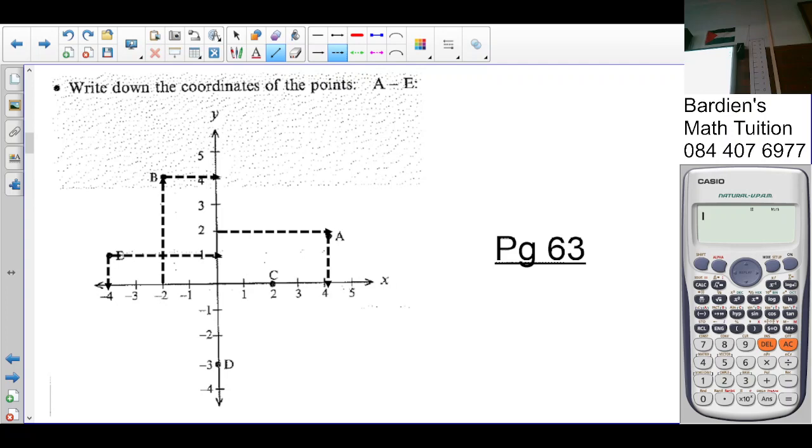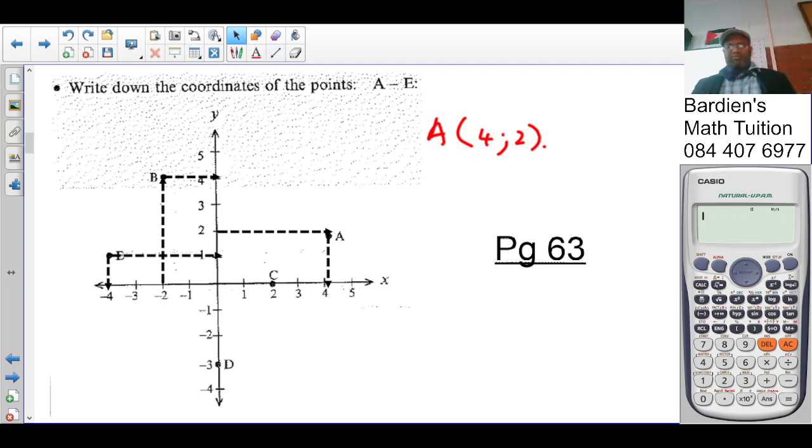Must I do the first one? Yes. A. Then look at A. What's your x value on A? 4. What's your y value on A? 2. Everything in maths is nice, man. No, don't draw it. You just write down, it's on page 64. So when you go home, you know exactly which page you're on.